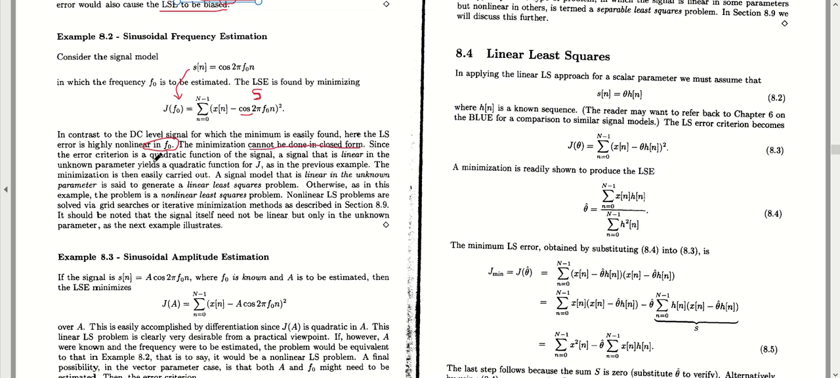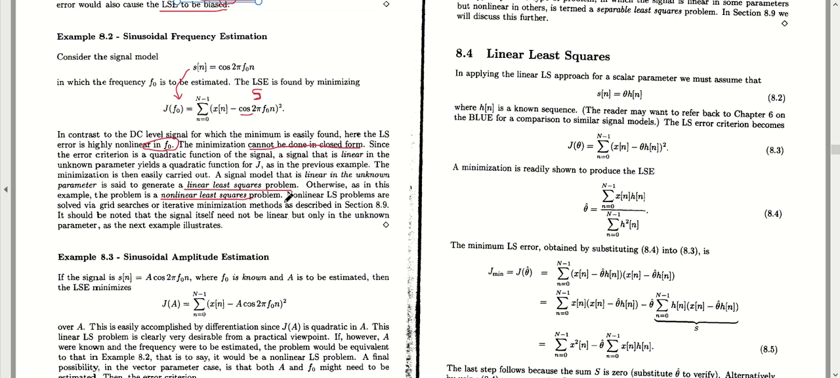Since the error criterion is a quadratic function of a signal that is linear in the unknown parameter, we use the quadratic form for J, right? Quadratic form, 二次式，它这个是一个二次项。As in the previous example, the minimization is then easily carried out. A signal model that is linear in the unknown parameter is said to generate a linear least squares problem. Otherwise, the problem is a nonlinear least squares problem.